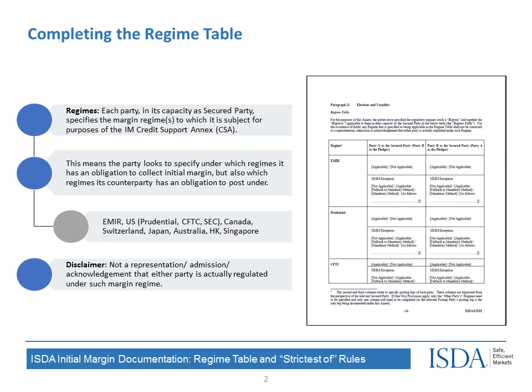The regimes that are included are EMIR, the U.S. rules, Canadian, Switzerland, Japanese, Australian, Hong Kong, and Singapore margin rules. Now, in the U.S., we've included here the prudential regulations, the CFTC regulations, and also the SEC regulations. And some might query why the SEC regulations have been included when they have not yet been finalized.